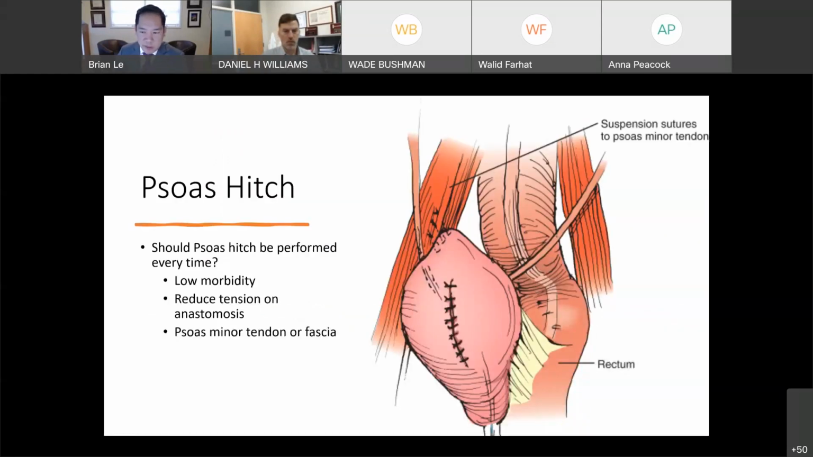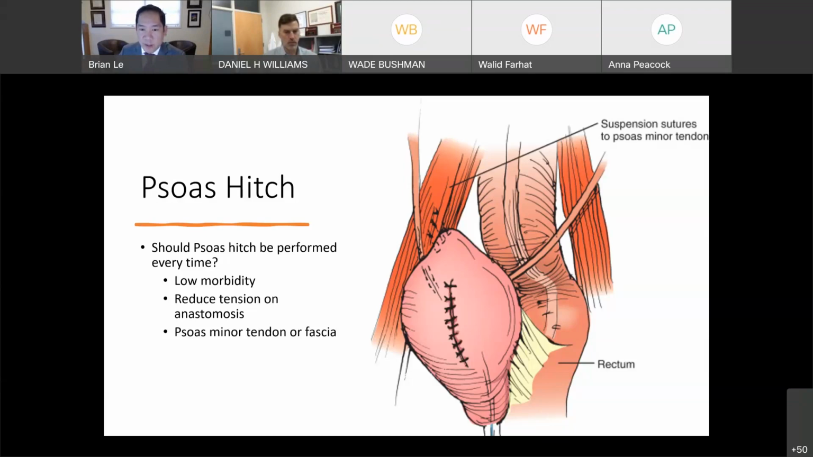Psoas hitch, just some specifics about the psoas hitch. Should psoas hitch be performed every time? I personally think so. I don't see any reason not to do a psoas hitch. You don't have to go all the way super high on the psoas muscle, on the psoas tendon, but it's low morbidity. Remember how I talked about keeping things off tension? This is a way to keep things off tension, reduce tension on your anastomosis.